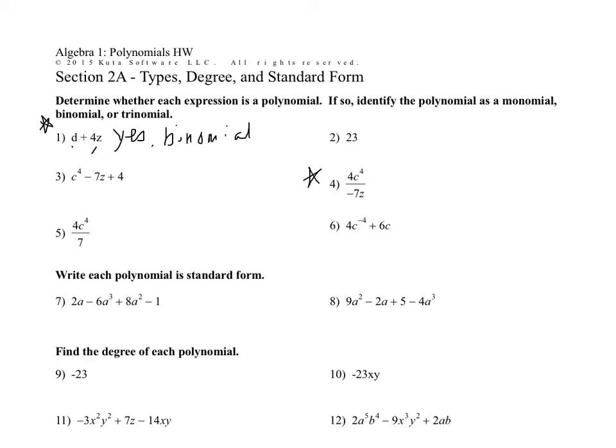Number 4, we have a variable in the denominator, therefore it does not pass the polynomial test, so no. And again, because of the denominator being a variable.